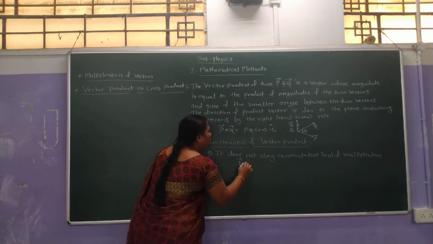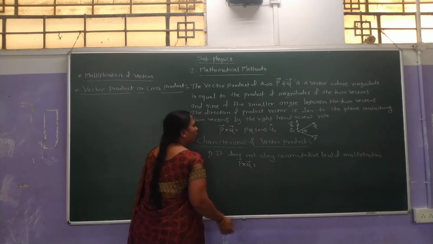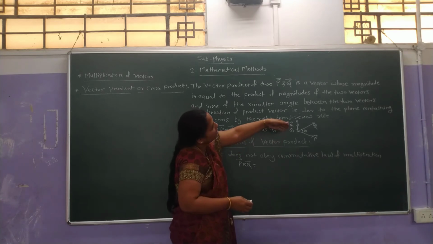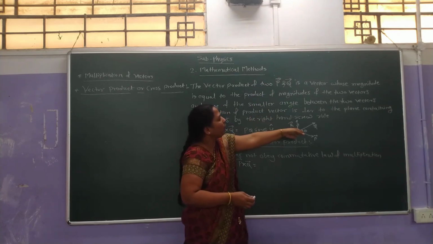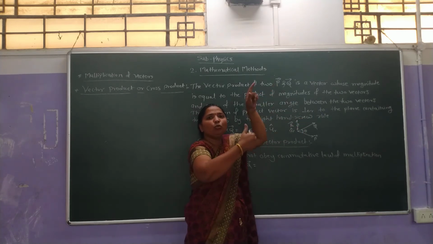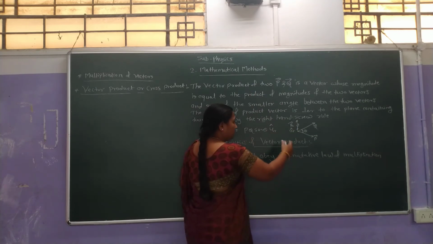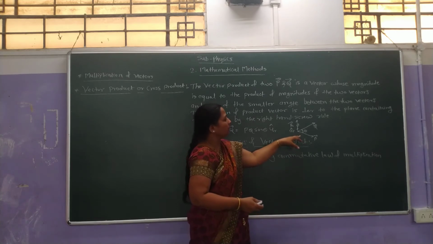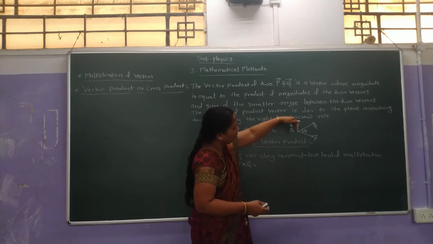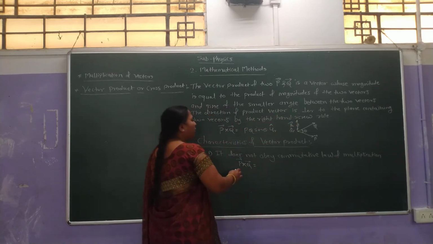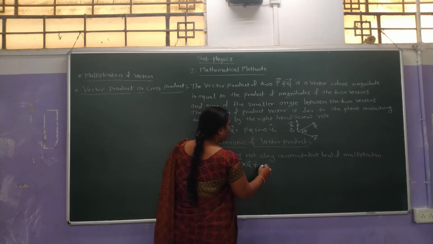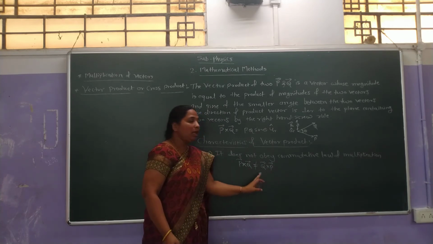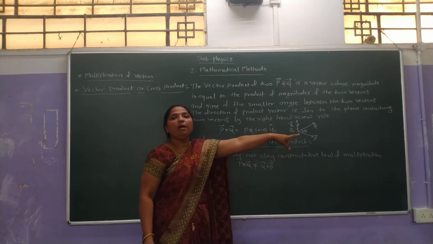p vector cross q vector is equal to p q sine theta times the unit vector perpendicular to both, along the direction given by the right hand screw rule. By the right hand screw rule the vector is in the upward direction. For q cross p, the product vector is in the downward direction. Therefore p cross q is not equal to q cross p. Hence it does not obey the commutative law of multiplication.